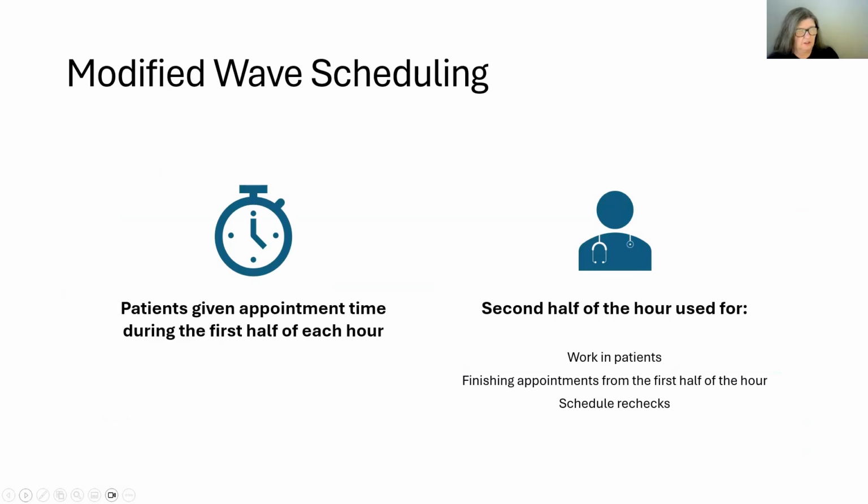Modified wave scheduling is patients are given an appointment time during the first half hour of each hour, but then the second half hour is spent for work-in patients, if you by chance get those patients that were scheduled in the first half of the hour done, finishing any appointments that may have been left over or still going on from that first half hour. Or this is also when you can schedule a whole bunch of rechecks because rechecks are very, very quick. They're usually like 5-10 minutes.